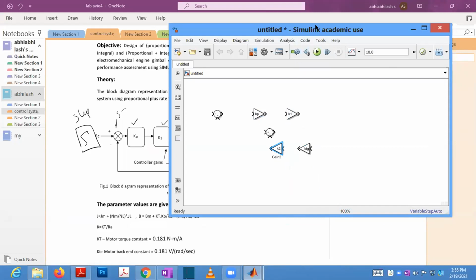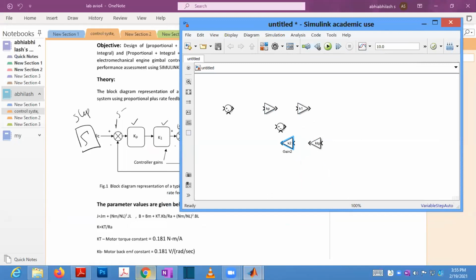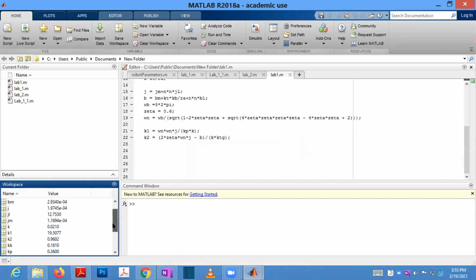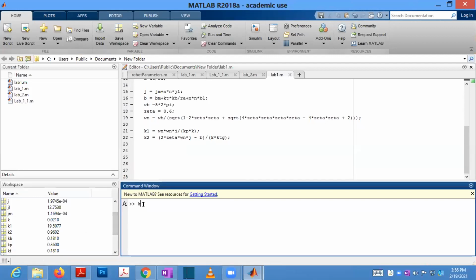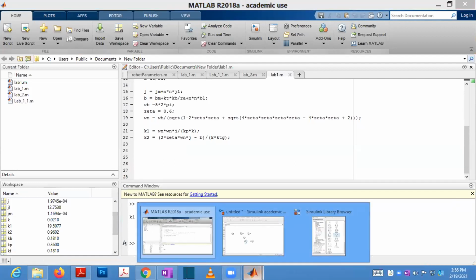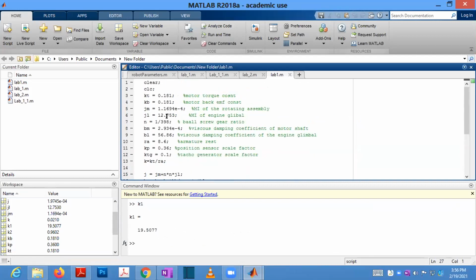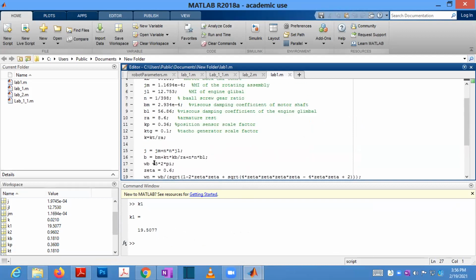So what is the value of K1, K2 and omega n? Those values: K1 is 19.5077, K2 is 0.9602 and omega n is 27.36. These things you can directly enter here also, it will be K1. If you are getting these values, you have written the codes correctly, otherwise you have to check your codes. This omega b is 5 into 2 pi, you have to do that. Some of you may forget to do this.